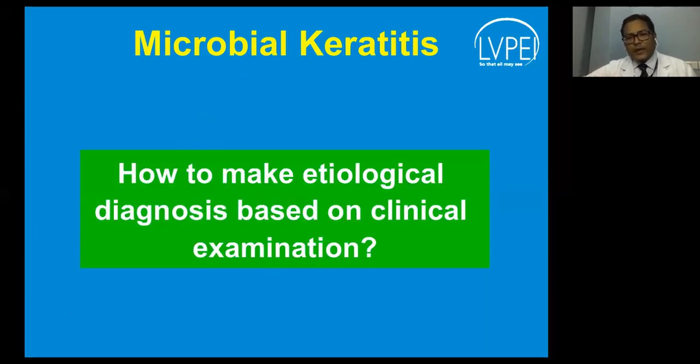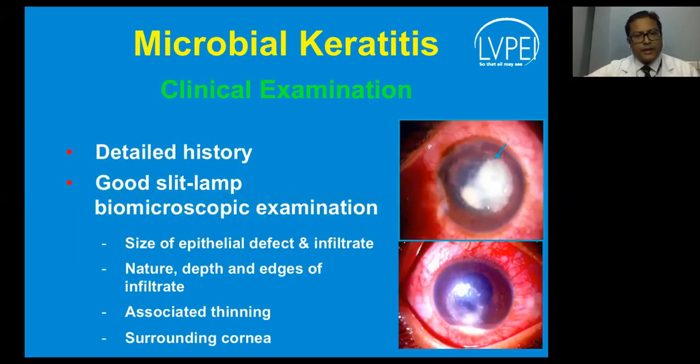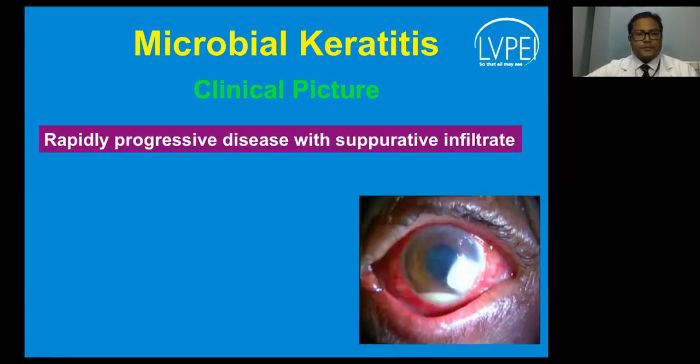So the best way to make an etiological diagnosis is probably on a good clinical examination, a detailed history, and a good slit lamp biomicroscopy examination is crucial. It's important to pay attention to the size of the epithelial defect, the size of the infiltrate, the depth of the infiltrate, the edges, and how the surrounding cornea looks. And quite obviously, it's important to understand whether there is any associated thinning or any impending perforation.